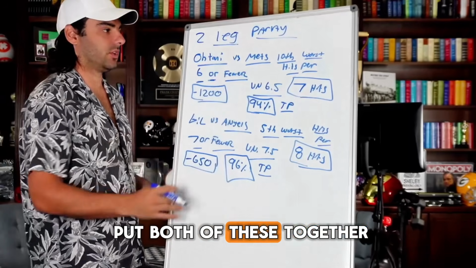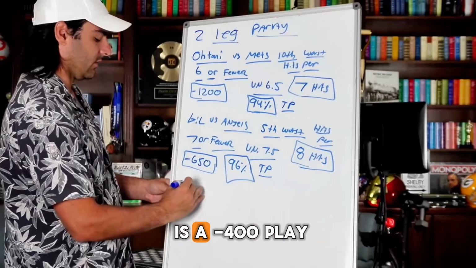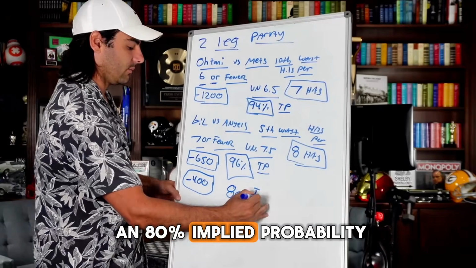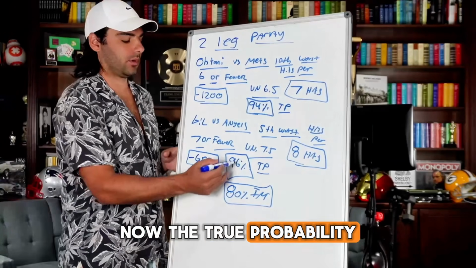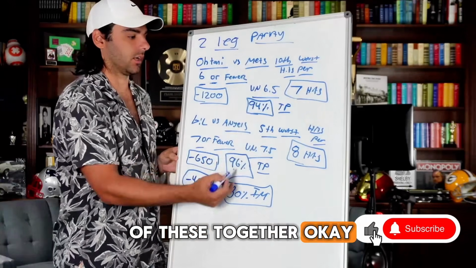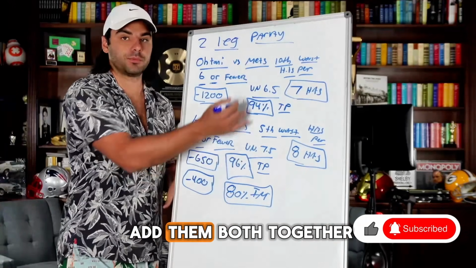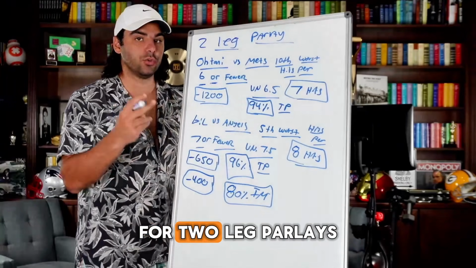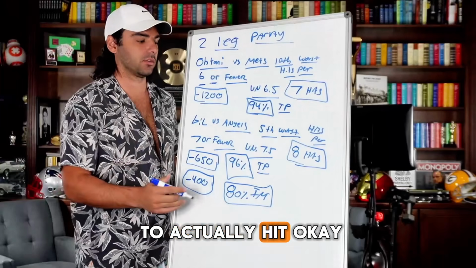That's the actual number of that event actually occurring. So now when we put both of these together, what we're going to get is a minus 400 play, which comes out to an 80% implied probability. Now the true probability, when we put both of these together, okay? Doesn't mean that you add them both together and divide by 2. That is not how you come up with the probability for 2-leg parlays to actually hit. Okay, it's not how you do it.